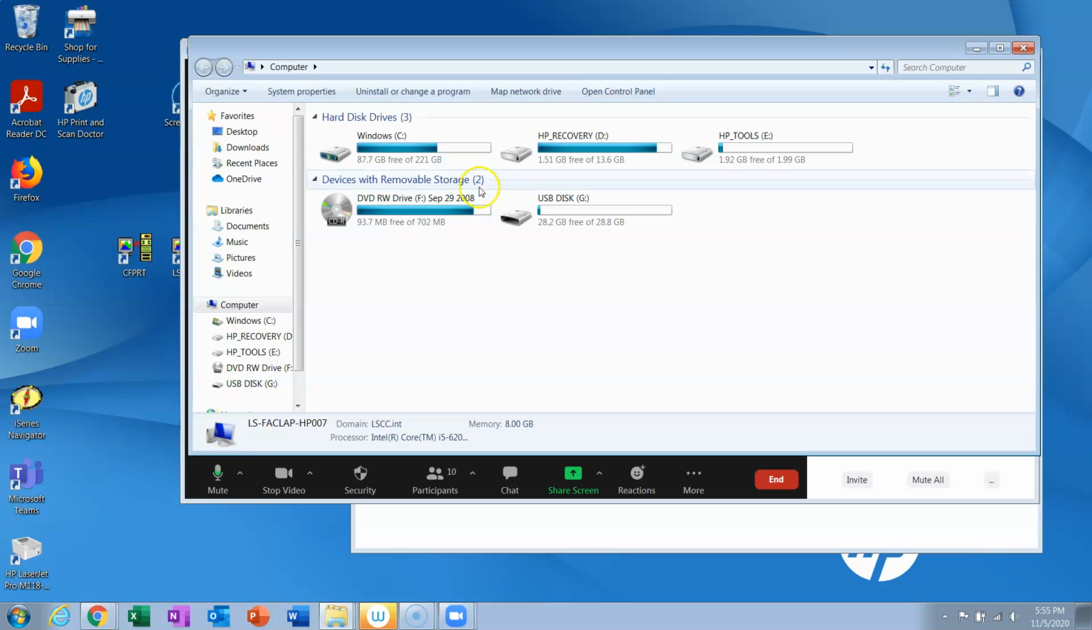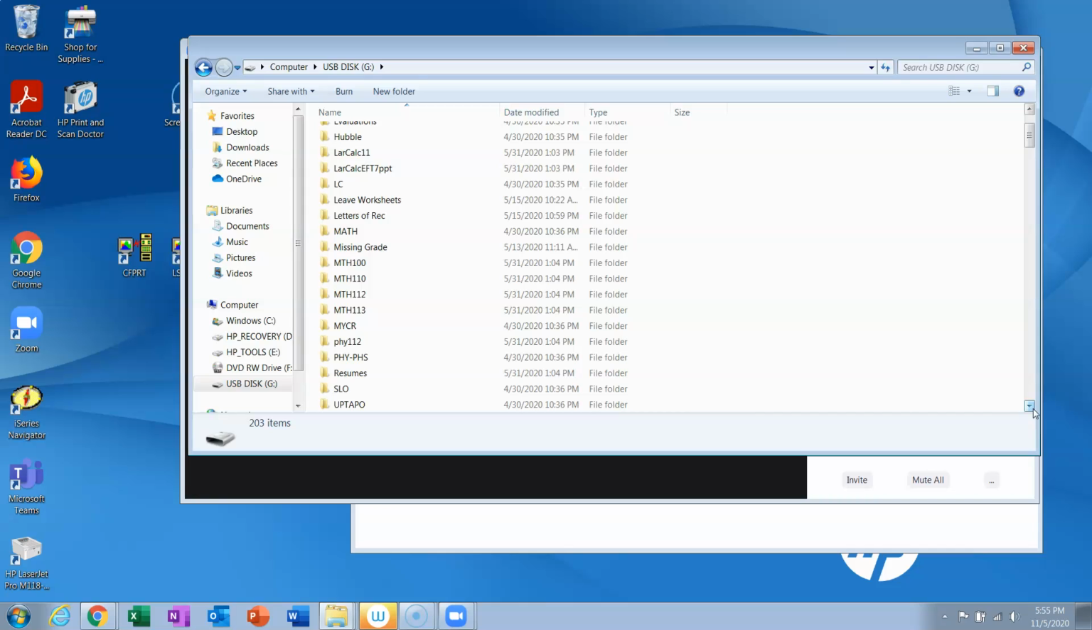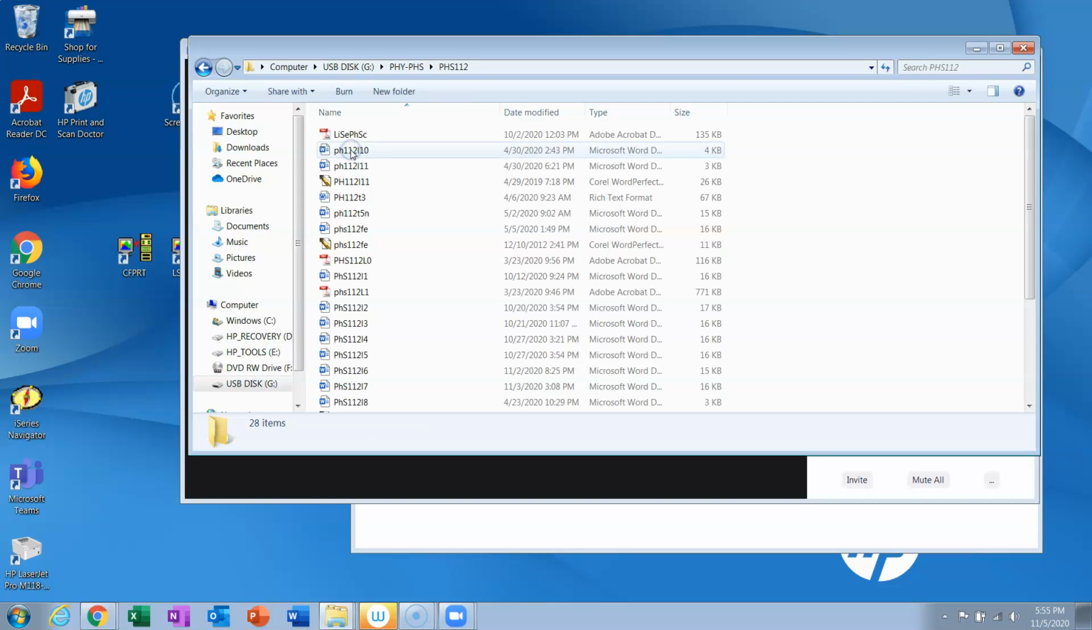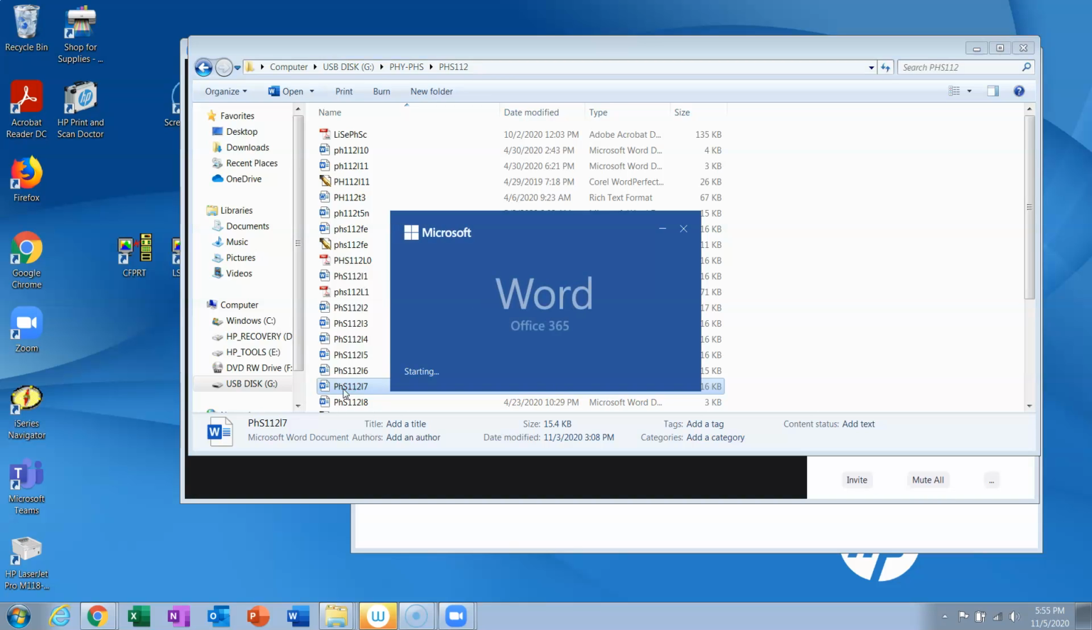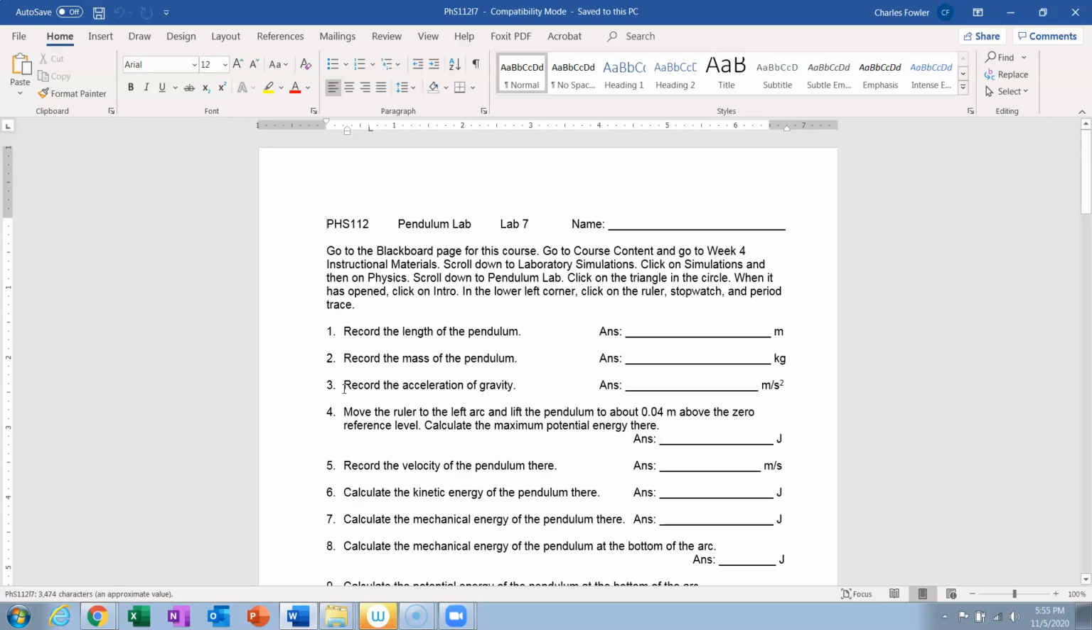Let's go to, you can't see this, but I'm going to pull up the lab. You know where it is. I'll get to that in a minute. And I think we're lab 7 tonight, aren't we? Yes, sir. Okay. So I'm pulling it up now. And this is the pendulum lab, that's correct.